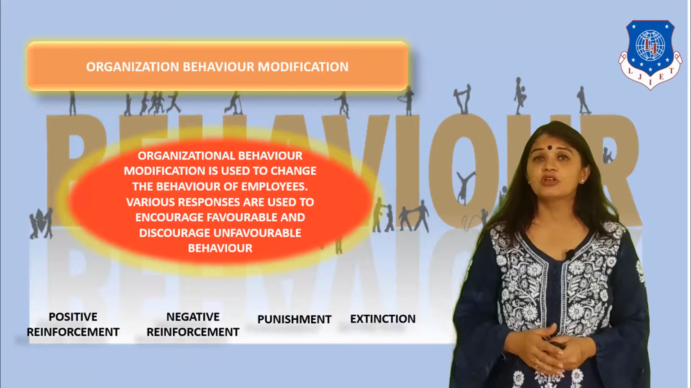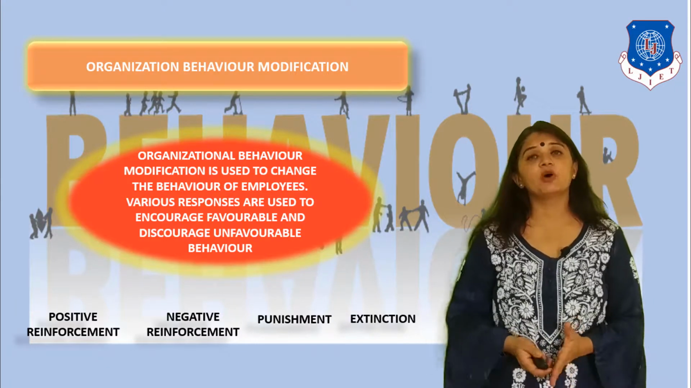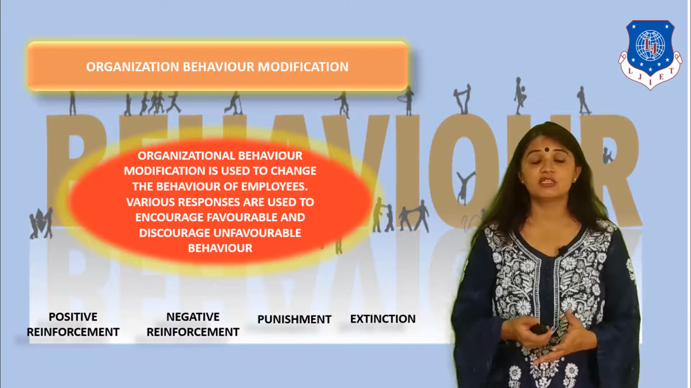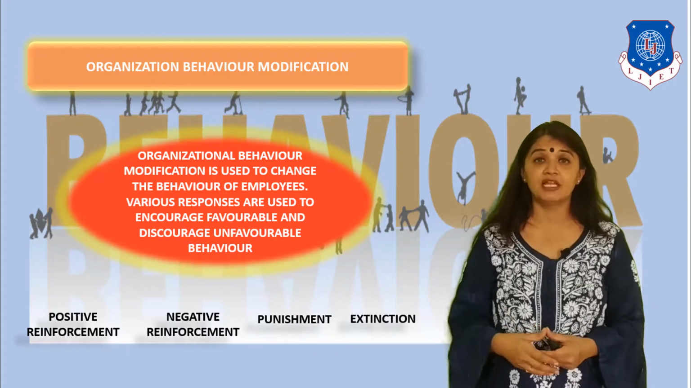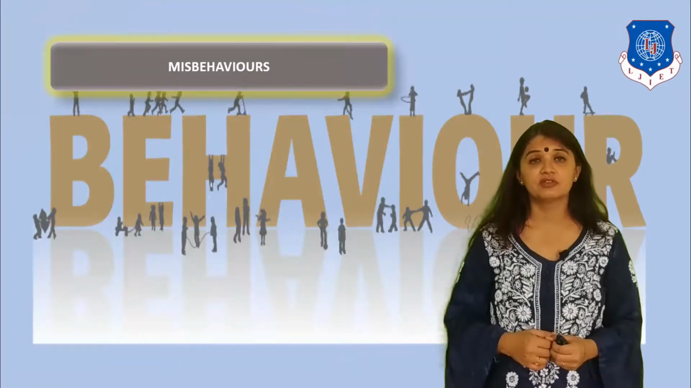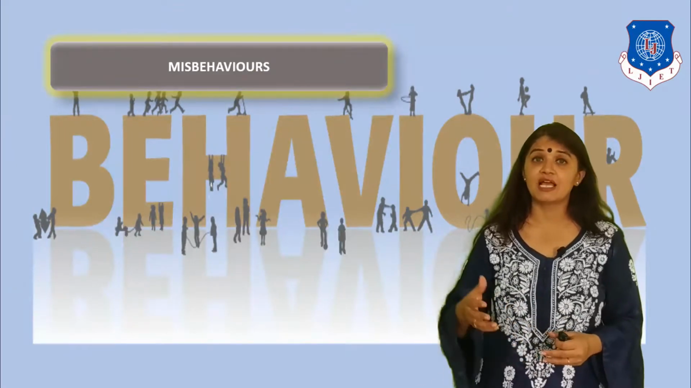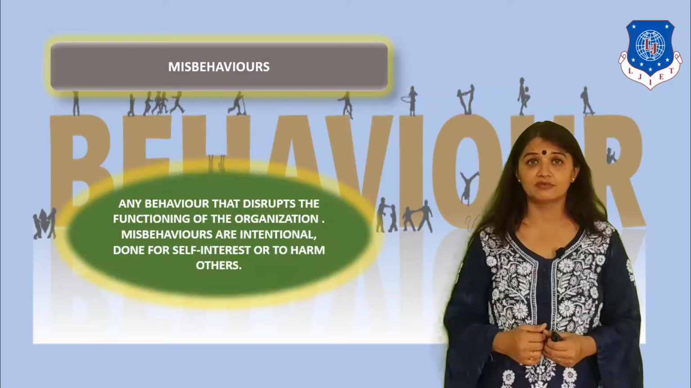So these are the four components of behavior modification. Now when we talk about behavior modification, there is one thing in the organization or with people that we would always like to change, and that is misbehavior. Why do we call misbehavior misbehavior? Because it is something which is not required.